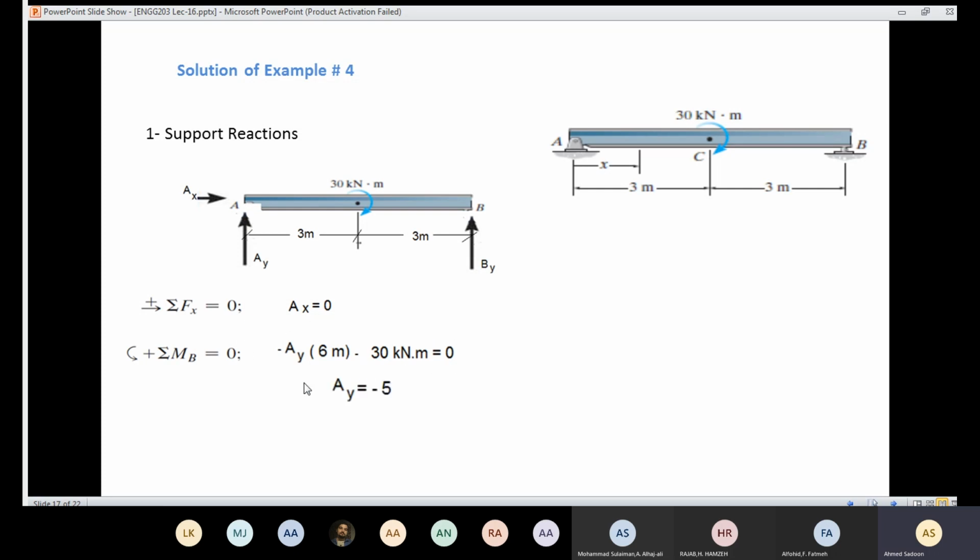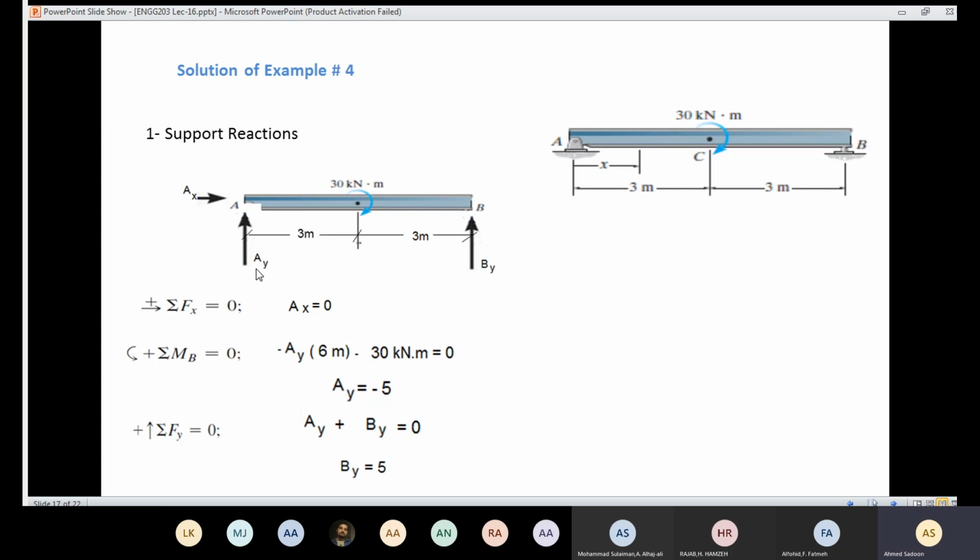Then I have only one unknown, which means that the value of AY came out to be minus 5. I assumed the direction of AY to be up. But when I solve the problem, the answer came out to be negative, which means that the real direction is down. Then I'm going to use the equation, the summation of the forces in the y-axis should equal 0. Then I have positive AY plus positive BY. The value of AY is minus 5. Since it's minus 5, when I move this to the right-hand side, it's going to be positive, which means that the value of BY came out to be 5. So the direction here is correct. The direction here is incorrect.